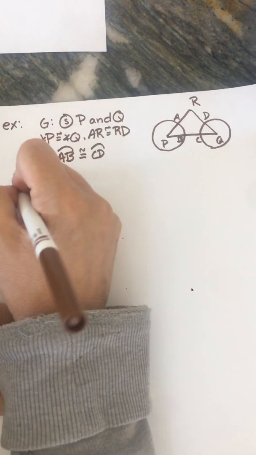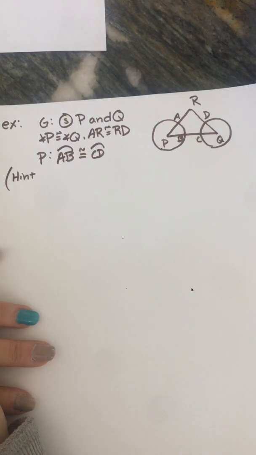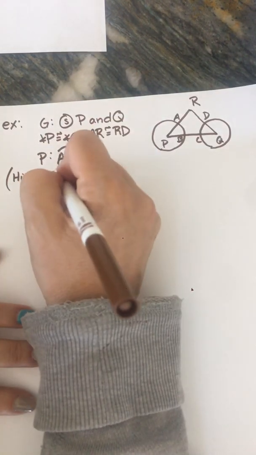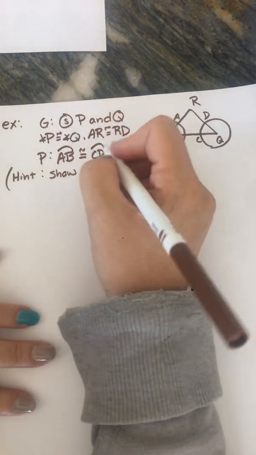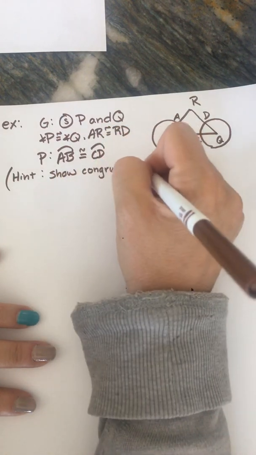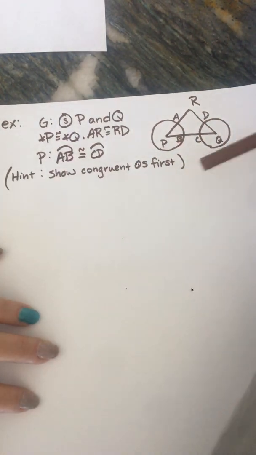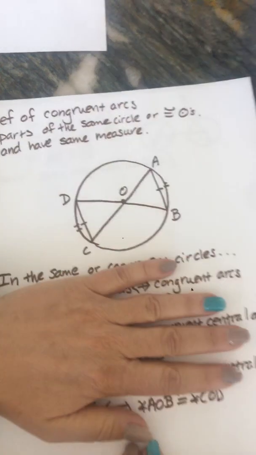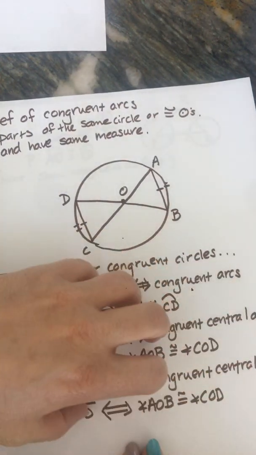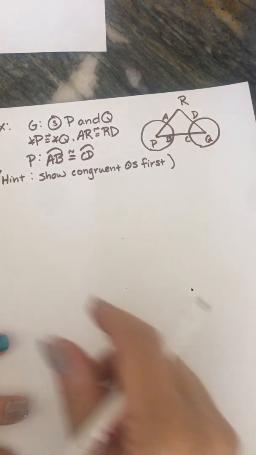There's a little hint to this one. Okay, I'm going to give you a little hint. Hint: show congruent circles first. Circles first, because once we have congruent circles, then that means our 6 theorems are in play. We can utilize what we need there. So here we go, congruent circles.